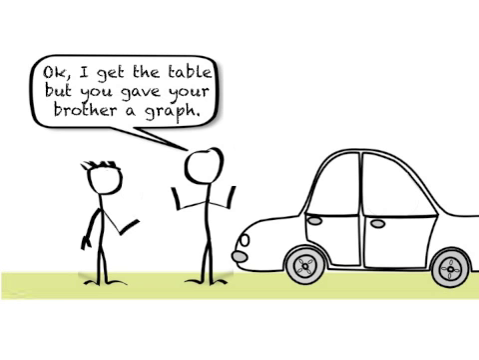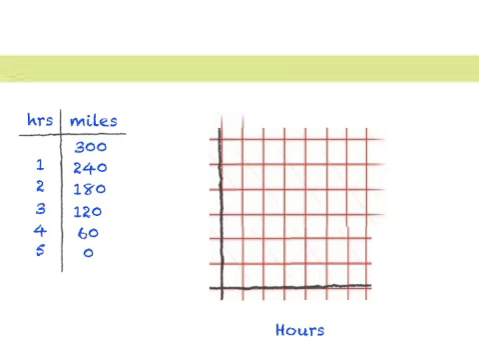His father says, "Okay, I get the table, but you gave your brother a graph." "Right. I made a graph with hours on the bottom, so 1, 2, 3, 4, and 5. And then I put miles on the side and put the miles in, 60, 120, 180, etc. up to 300.